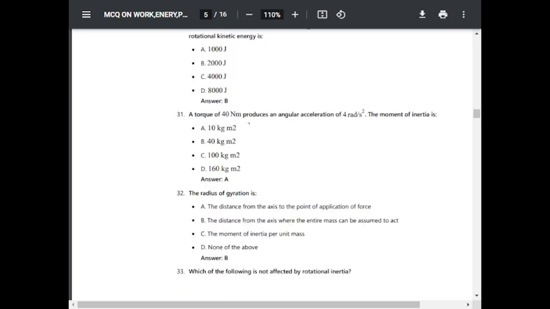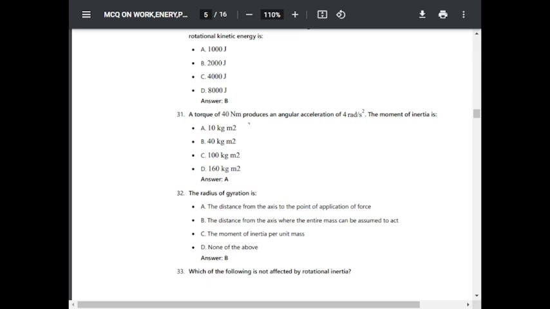Question number 31. A torque of 40 Newton meter produces an angular acceleration of 4 radian per second square. The moment of inertia is, torque is equal to I alpha. So I is equal to torque upon alpha, that is 40 upon 4, that is 10 kg meter square. Option A is correct.